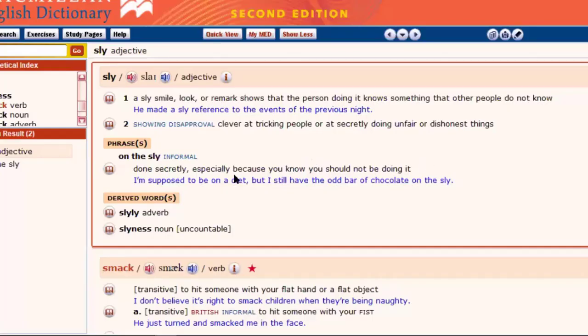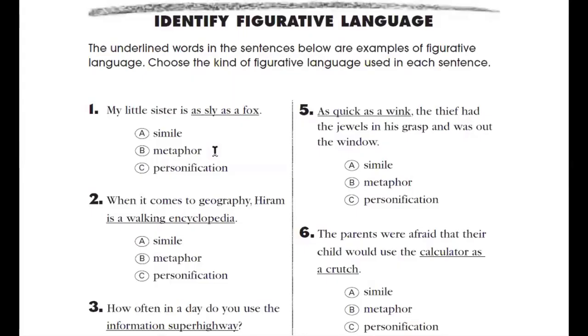Okay, now see here. Meaning clever or tricky. So the sentence here says, my little sister is as sly as a fox. Now, what is this? Is it a simile, a metaphor, or personification? Haya, tell us, what is this? Sir, metaphor.